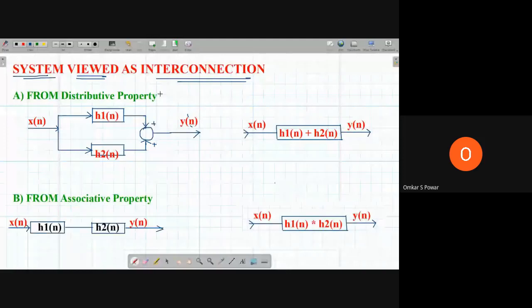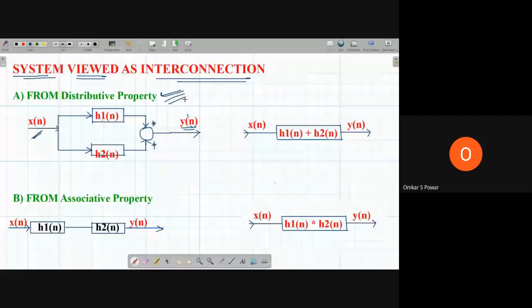From the distributive property, a system can be represented in a block diagram. If the input is x of n, the output is y of n, and the impulse responses are h1 of n and h2 of n, from the distributive property, when they are in parallel you can add h1 of n and h2 of n, provided they give you a plus sign. If it is a minus sign, you can subtract, like h1 of n minus h2 of n. So when they are in parallel, add or subtract. This is from the distributive property.